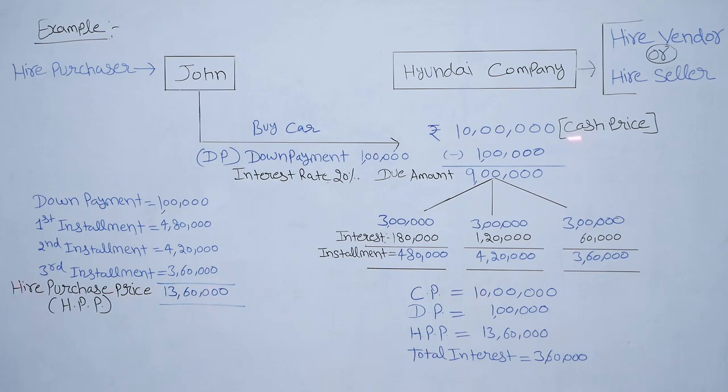So what is the cash price? Cash price is 10 lakh rupees and down payment is 1 lakh rupees. Hire purchase price is 13 lakh 60,000 and total interest is 3 lakh 60,000. How do we get 3 lakh 60,000? 1 lakh 80,000 plus 1 lakh 20,000 plus 60,000, then we get 3 lakh 60,000 as the total interest. If we had purchased this car in cash, we would have paid 10 lakh rupees instead of 13 lakh 60,000. So 3 lakh 60,000 is the interest.